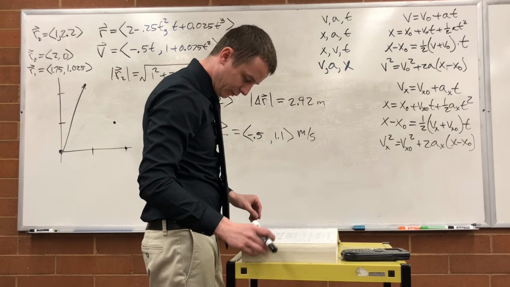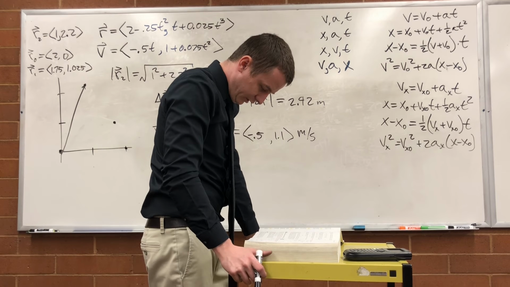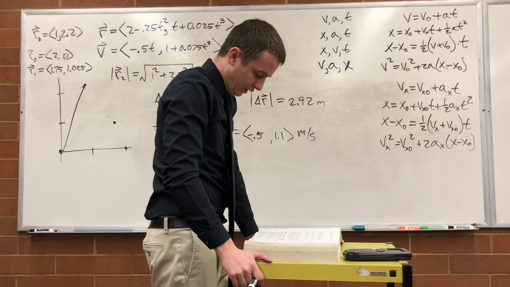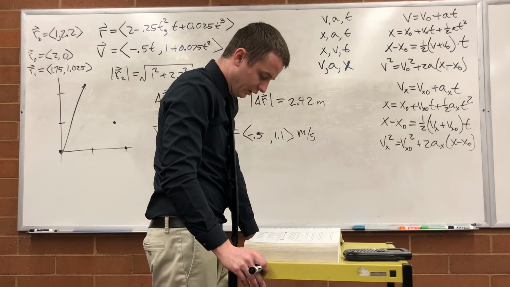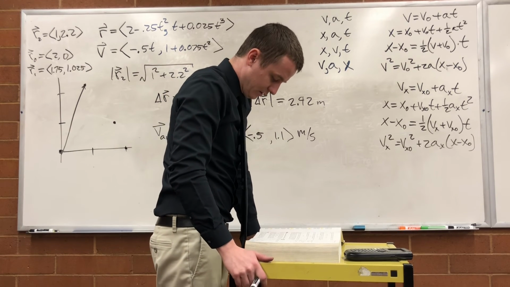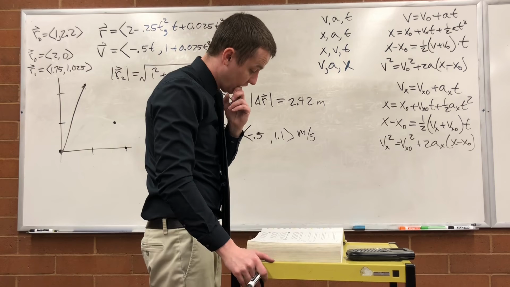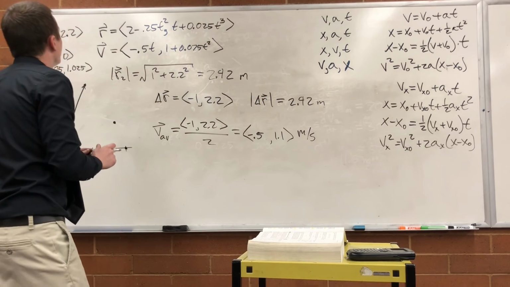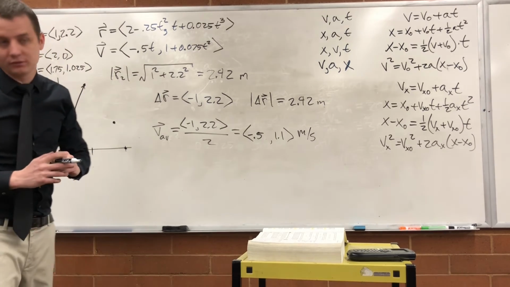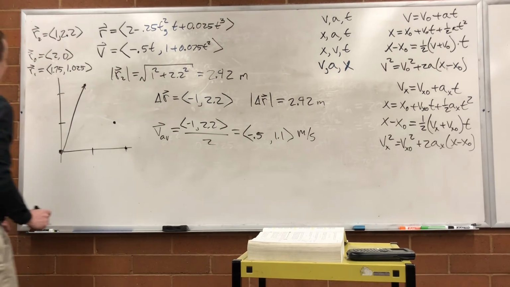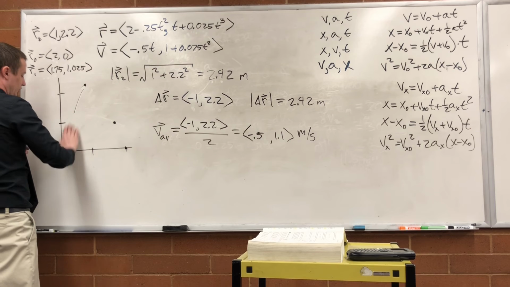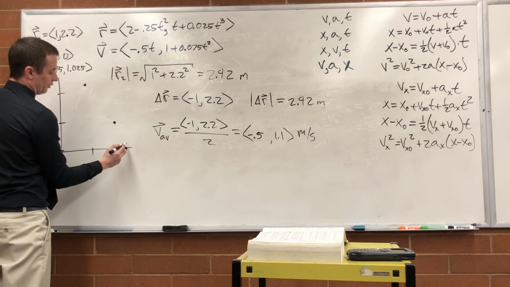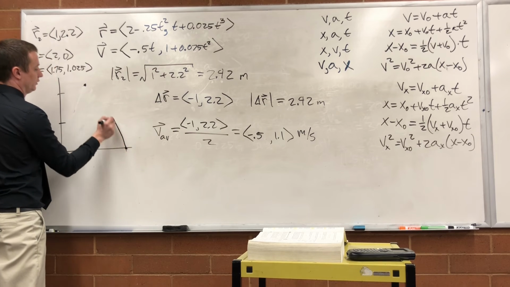Was there another part to the problem? C, find the general expression for the rover's instantaneous velocity, and the velocity at 2 seconds in component form and in terms of magnitude and direction. Okay, so we still need to do magnitude and direction for the velocity at 2 seconds. So let's erase that arrow for a second so we don't get confused. It's tracing out some path like this, right?